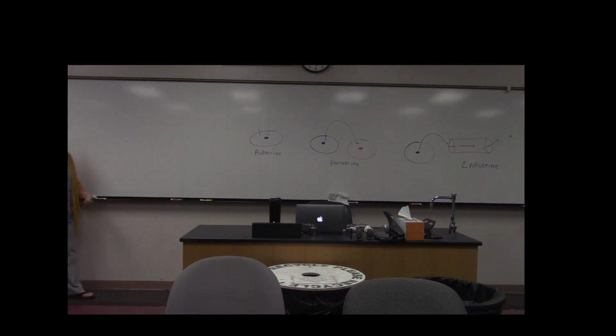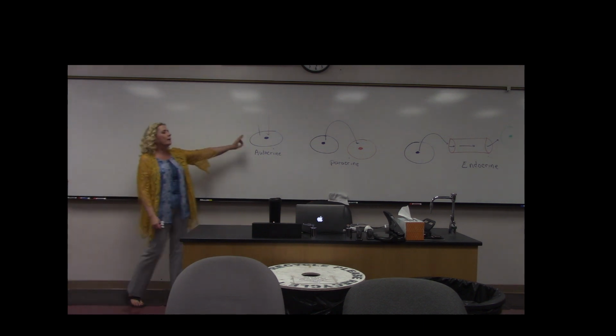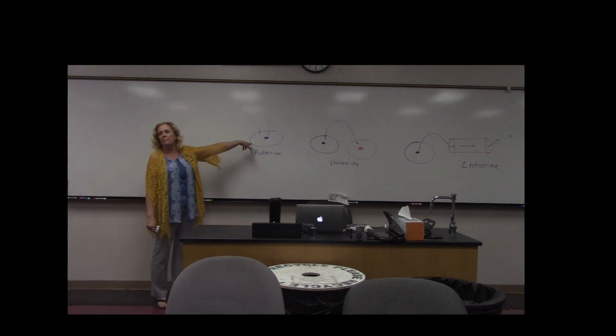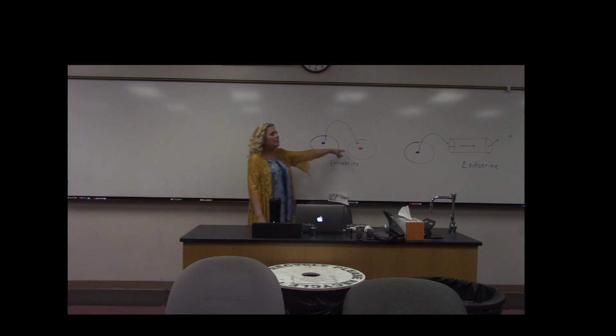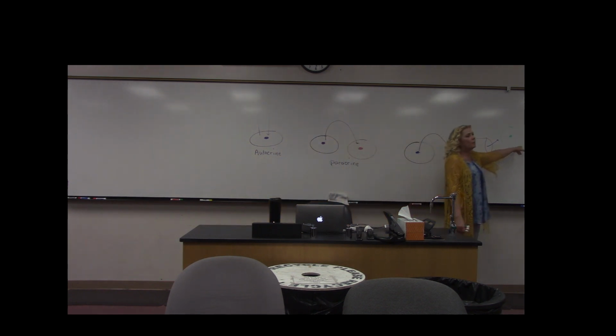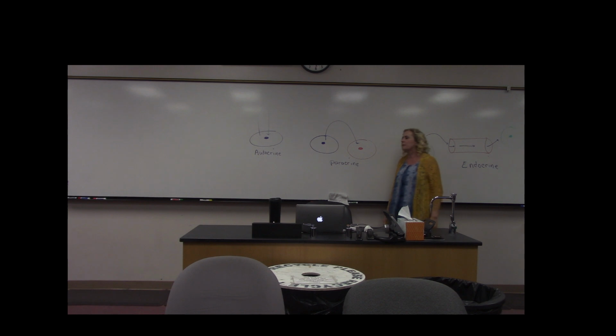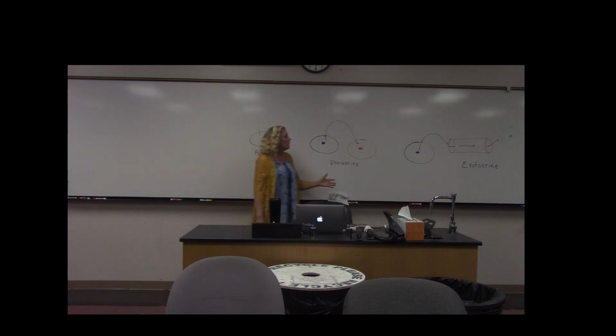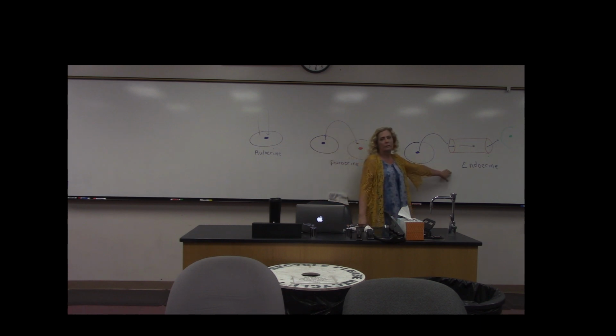So autocrine, I secrete a chemical that comes back and affects me, my own cell. Or I secrete a chemical that affects my neighbor, this is paracrine. Or I secrete a chemical that travels to a completely different neighborhood and affects a different cell, this is endocrine. And usually when we think about hormones, we're talking about endocrine.